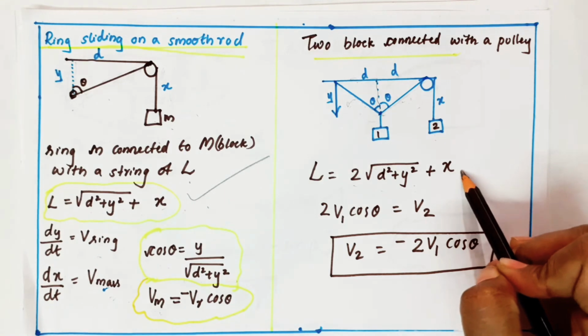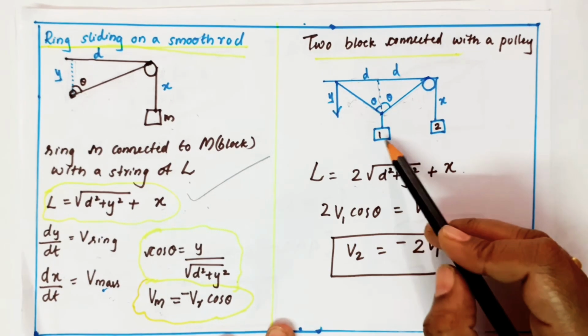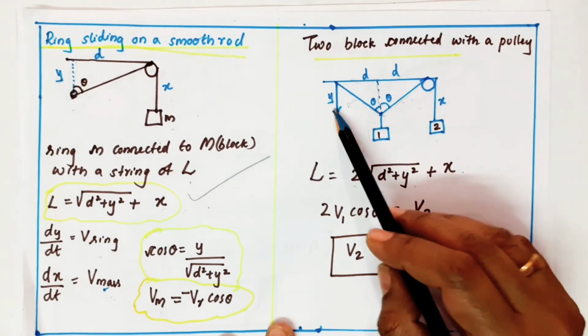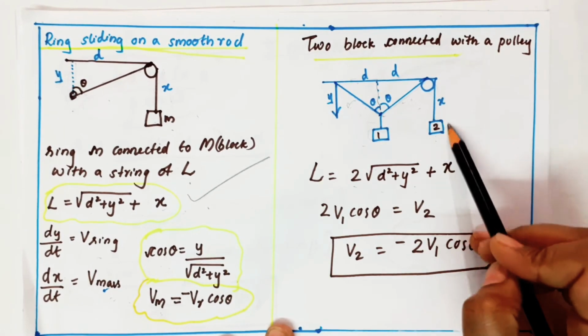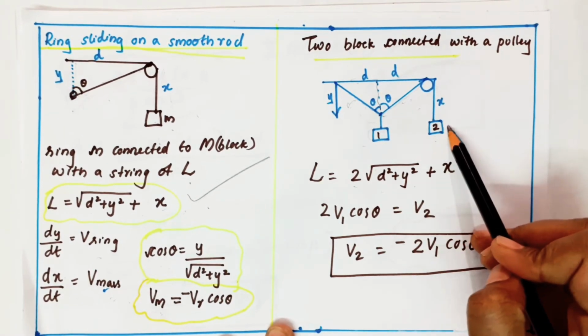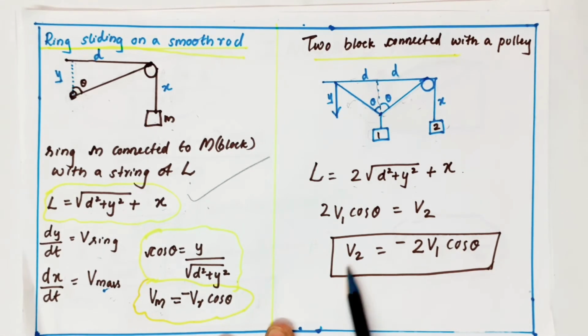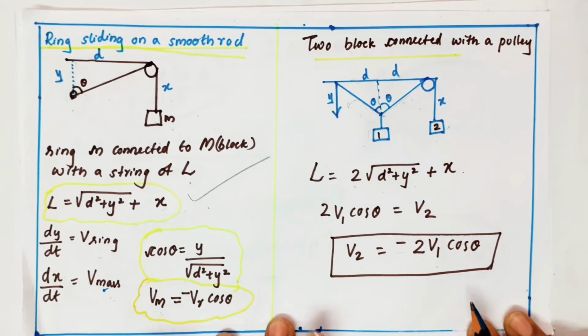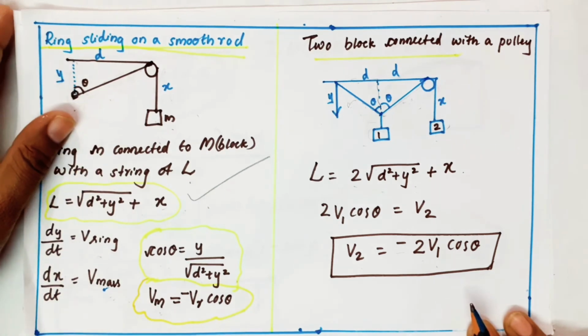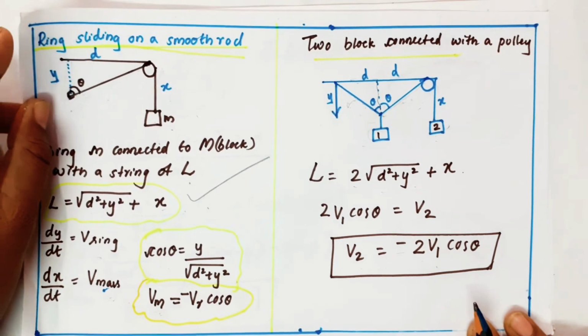Here also we can find what is dy by dt. If you want the first body, you take dy by dt. If you want for this body speed, you take dx by dt. In this way we can find the velocity. So they are writing the second body velocity is equal to minus 2 times the velocity of the first body into cos theta. Cos theta, why is it coming? Because of this angle. So this type of questions I have seen in many exams.